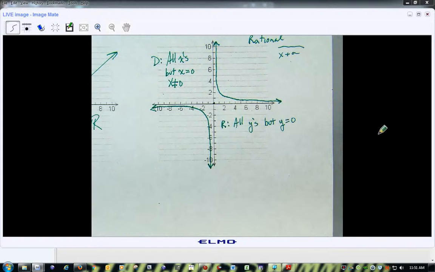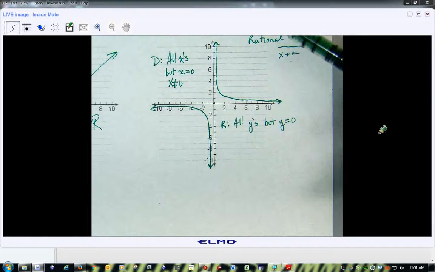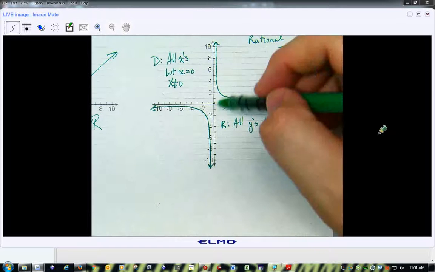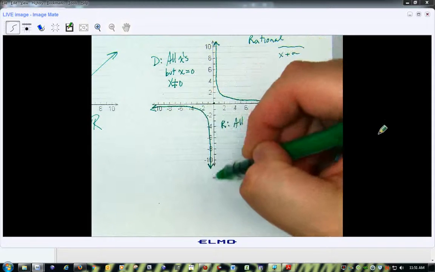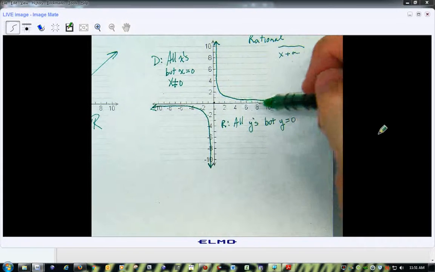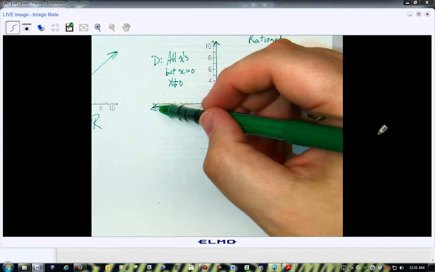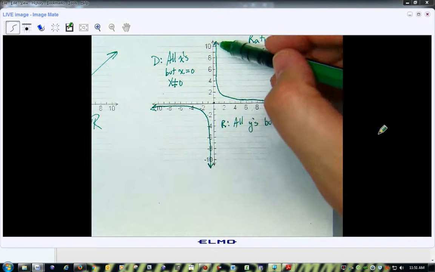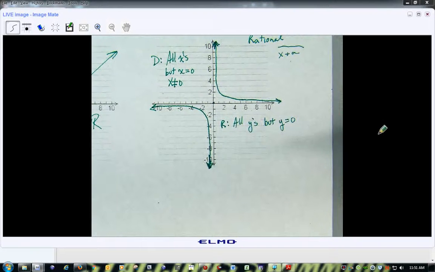Or you could say that y can't be equal to 0. Because then, when y is equal to 0, all the negative y's are taken care of by this branch, and all the positive y's are taken care of by this branch. It's going to get closer and closer to 0, but it's not going to get there. It's going to go all the way up to infinity because the arrow tells me it's going to, and all the way down to infinity because the arrow tells me it's going to. But it's just not going to get to 0.